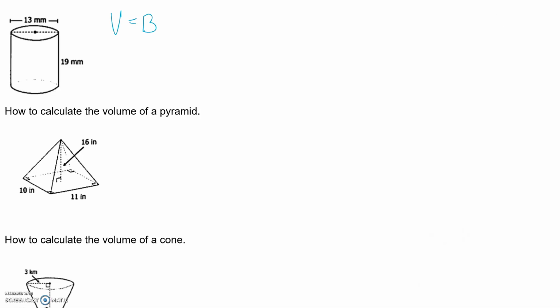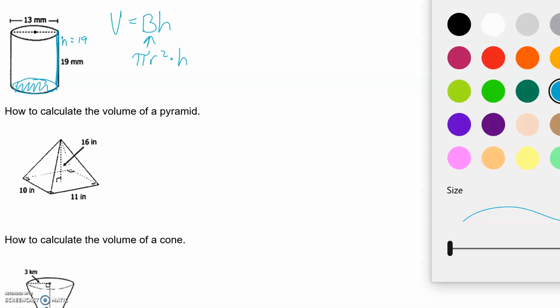So area equals the base times the height. Now the area of the base, in this case because it's a cylinder, is just going to end up being pi r squared. And then we're going to multiply it by that height, which in this case is 19 because that's the distance between.